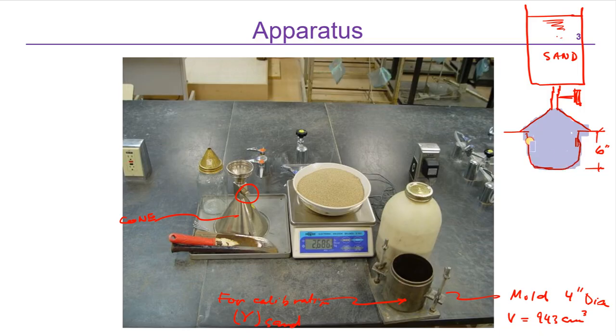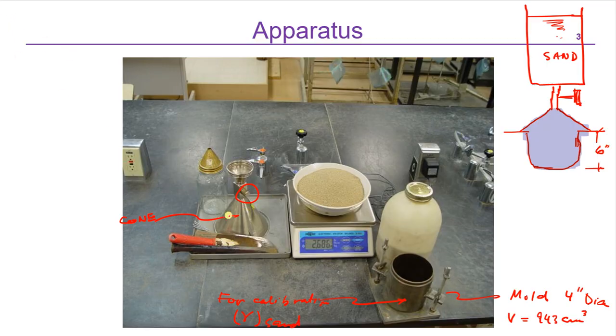So how much sand is required to fill this area, we can easily determine. And what is the density of sand, that is also known. So from there we can find out what is the volume of this hole. If we know the volume of this hole, then we can find out the density of this compacted soil. So the process I'm going to discuss here, and then we will do one example.